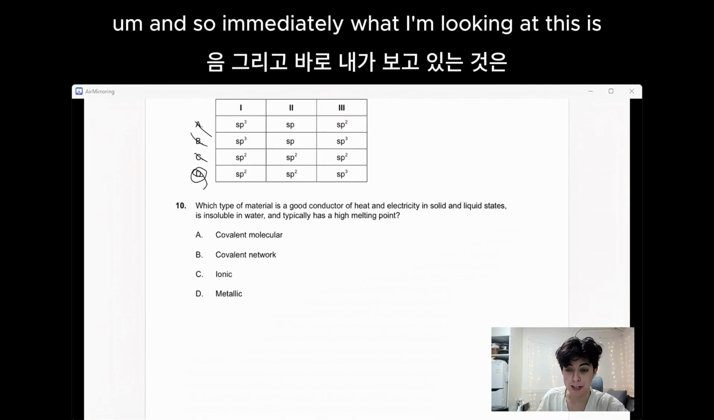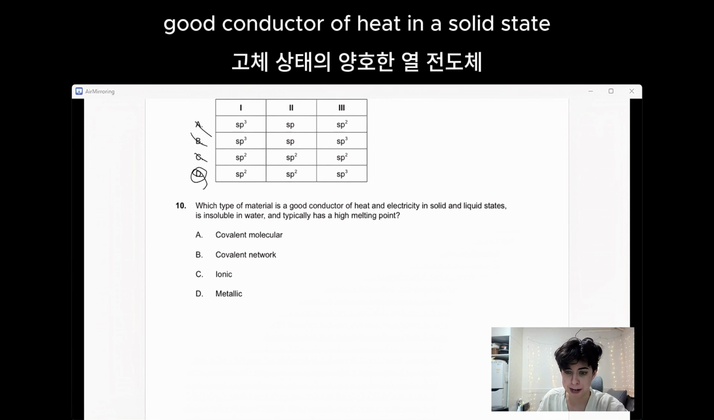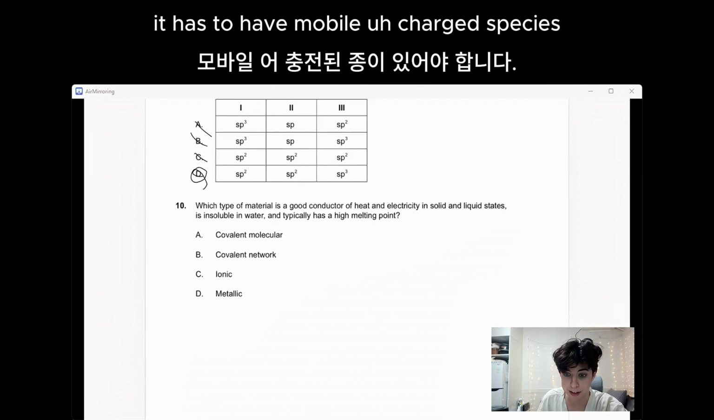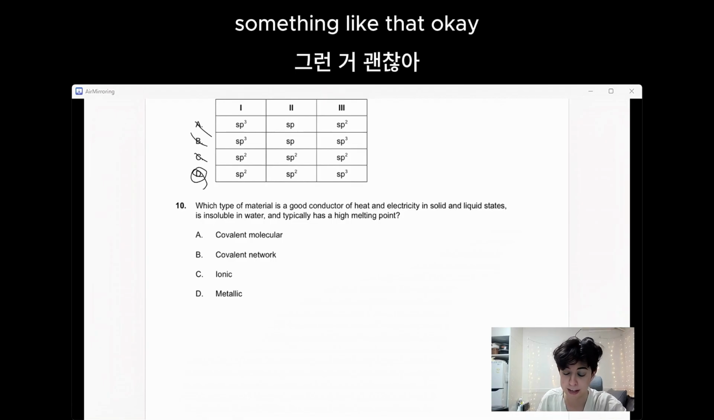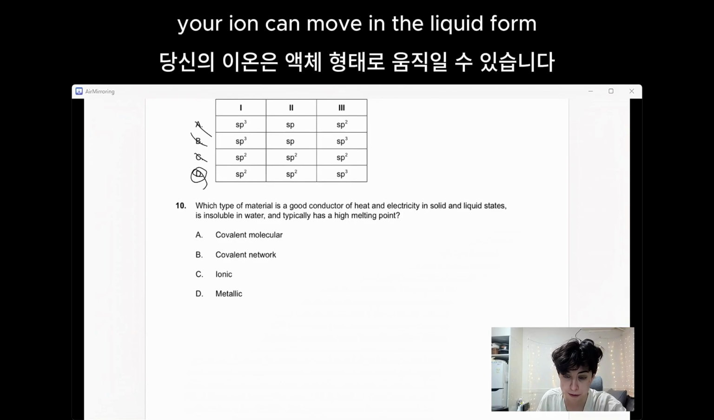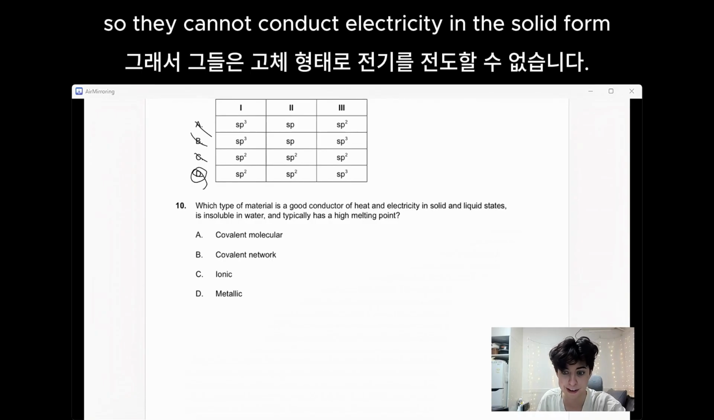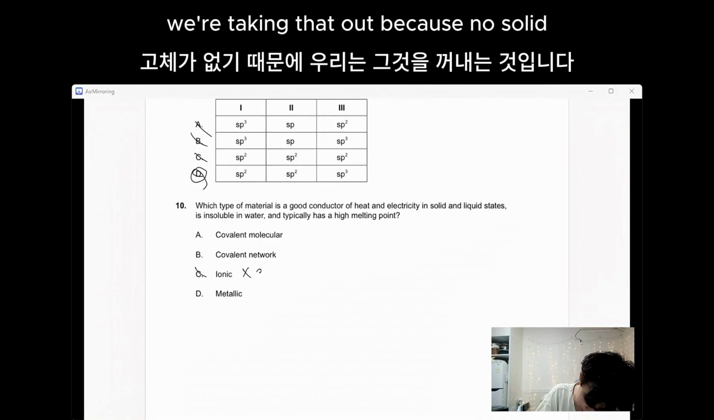And so immediately when I'm looking at this, I'm thinking, okay, good conductor of heat in the solid state. And so for it to conduct electricity, it has to have mobile charged species. So it has to have some sort of electrons that can move, okay? And so in ionic bonding, your ions can move in the liquid form because they are out of the lattice. However, in the solid form, they're stuck in the lattice, so they cannot conduct electricity in the solid form. And so ionic, I'm going to be like, no, we're taking that out.